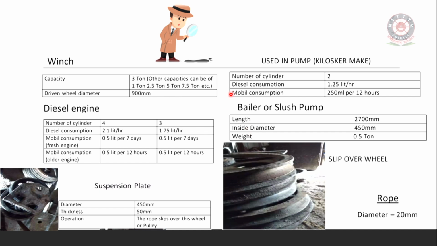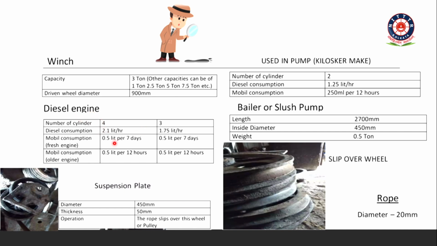See, these are the equipment. The winch, which I told you is 3 tons; in some places 1 ton, 2.5 tons, 5 tons. You have variety. This will depend on the project. And the diameter is 900 mm. Again, it may be 600 mm or 750 mm also. And to run this, we are using a diesel engine.